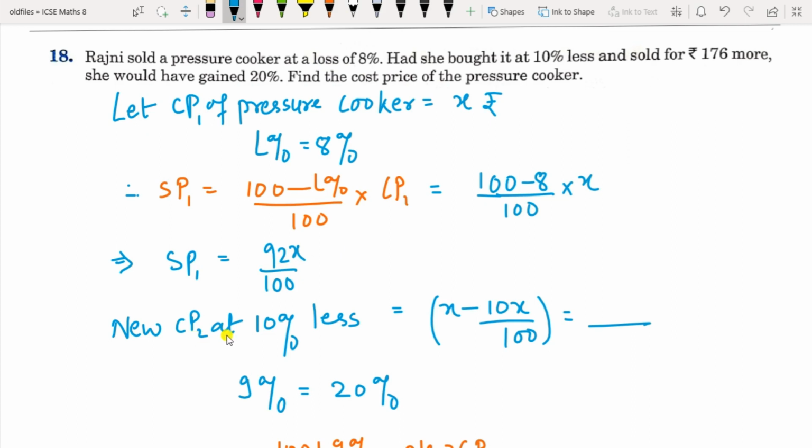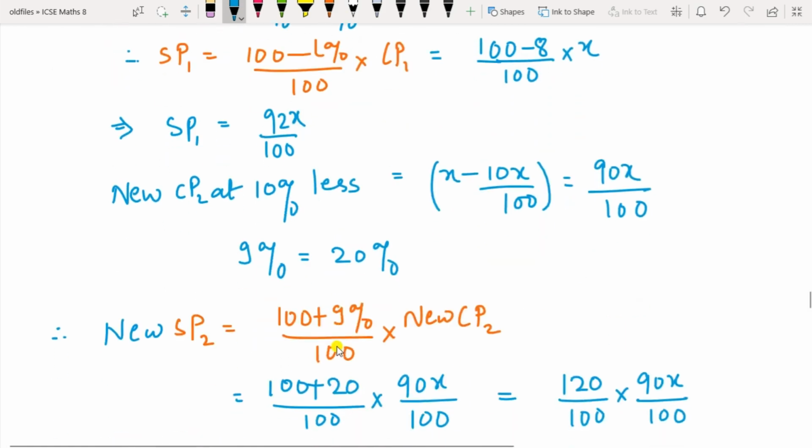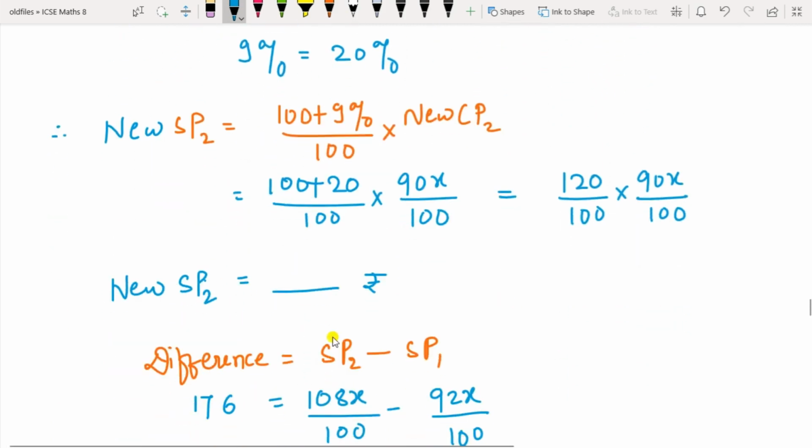Now, the new cost price is 10% less than the original one. So, X minus 10% of X. Take the LCM, that will be 90X upon 100, the new cost price. Now, with this cost price, he is making a gain of 20%. So, the new selling price, using the gain percent as 20% and new cost price as 90X upon 100, will be 108X by 100.